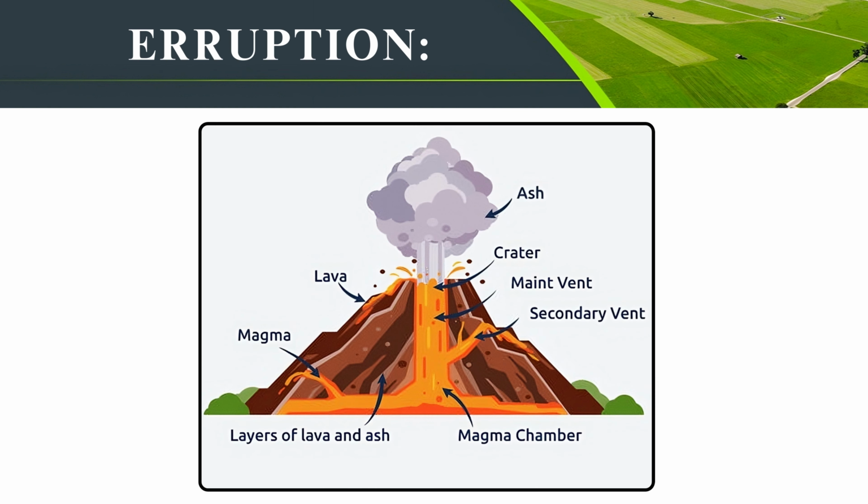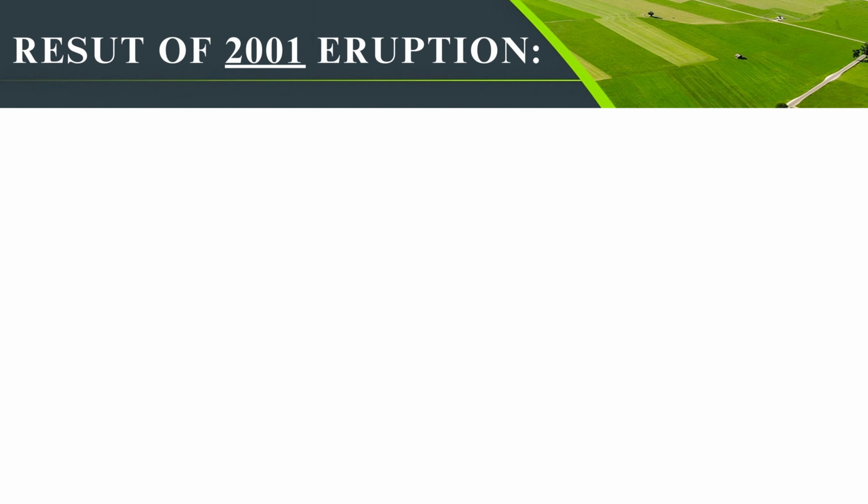You can see the magma chamber is at the bottom of the mountain, and the layers of lava and ashes are present here. The magma and the lava. You can see the secondary vent near the surface of the mountain. Then we have the main vent and the crater, and the ash is in the form of a cloud. So there is a lot of lava, ashes, and gases coming out from the volcano.